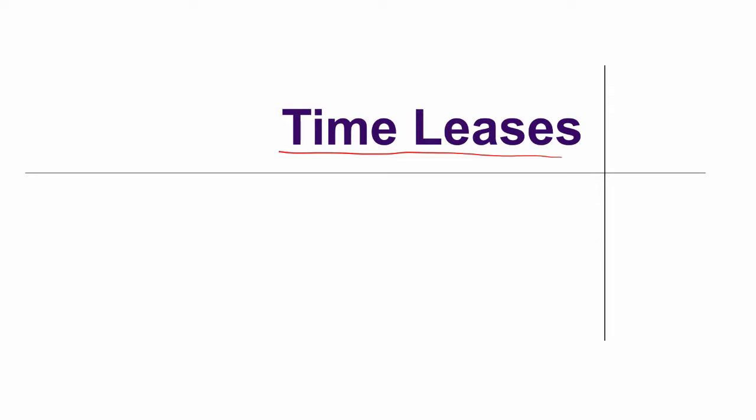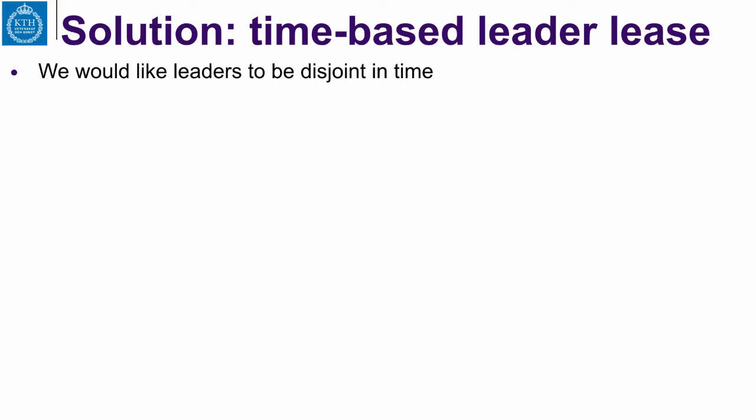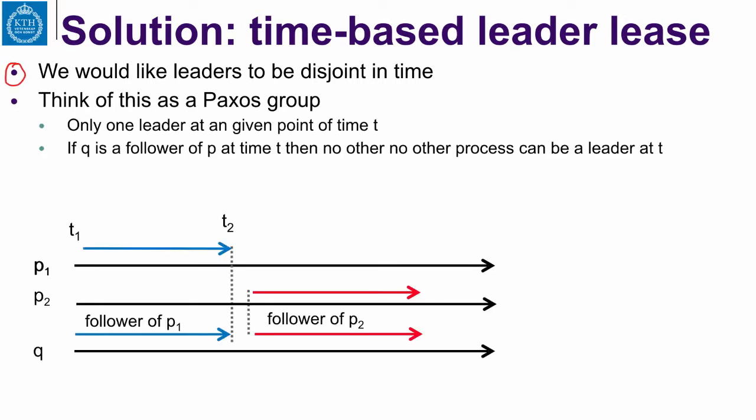So let us talk now about time lease. We would like leaders to be disjoint in time. Here is a situation that we would like to think about. Think about a Paxos group. In a Paxos group, you have one leader and a number of followers. So at any given point of time, for example here, we would like to have only one leader.